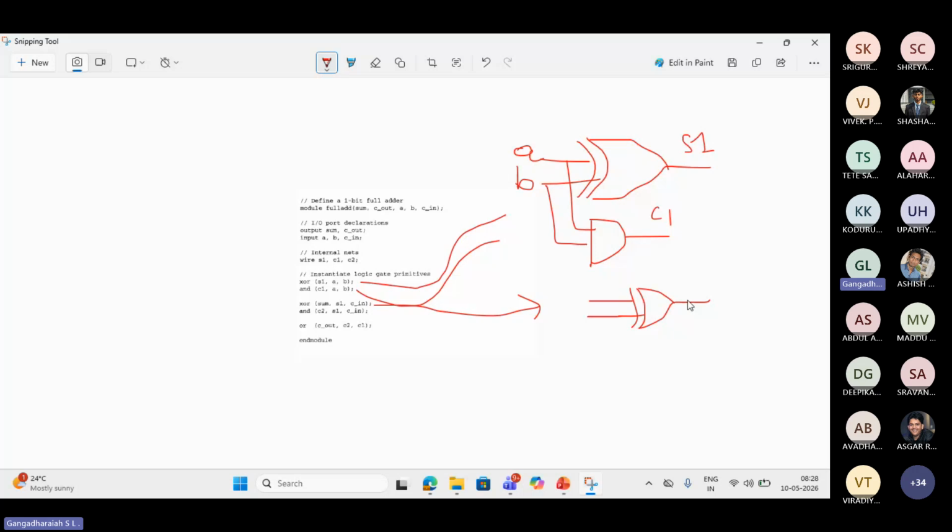Another XOR where sum is output. Please look at it. Sum is output, S1 is one of the inputs. The S1, which was a wire, turns out to be one of the inputs. And C in is an external input. So this is C in here, S1 is here, it is a wire. This is C underscore in.